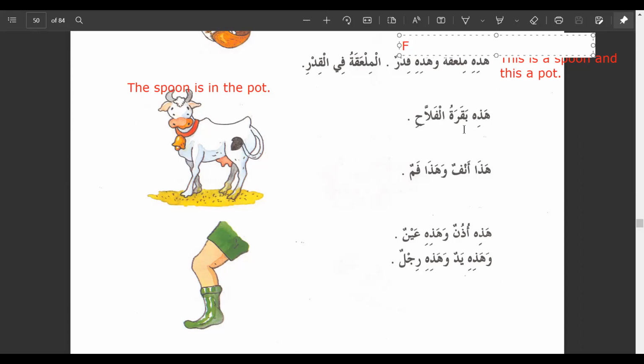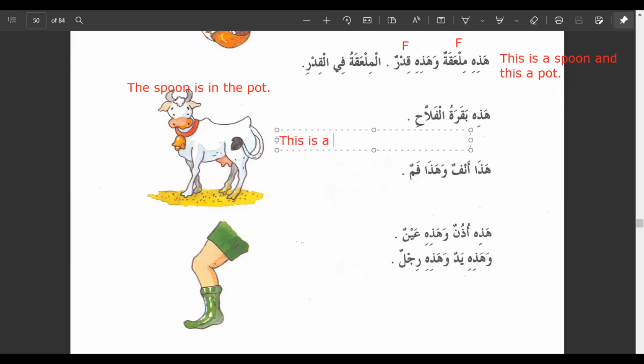Now, hazihi baqaratun fallahi. Hazihi baqaratun fallahi. This is a cow. Whose cow? Do you see mudaf? The baqara. Why is it mudaf? Because it is al-falahi's cow. Yeah, al-falahi's cow, meaning wise.